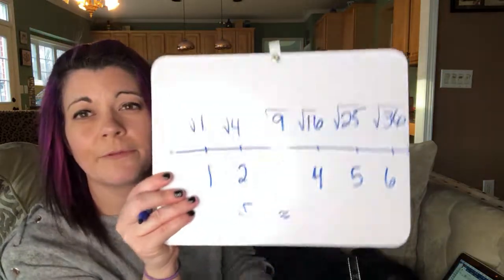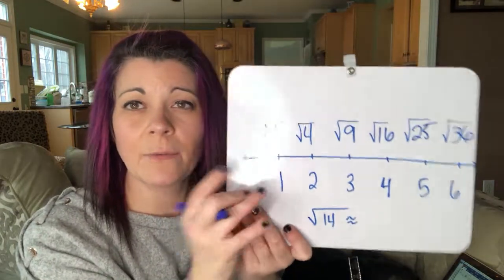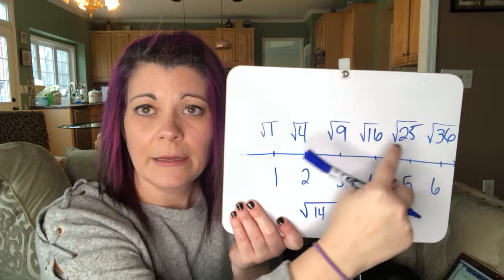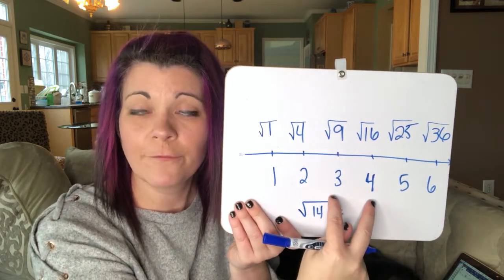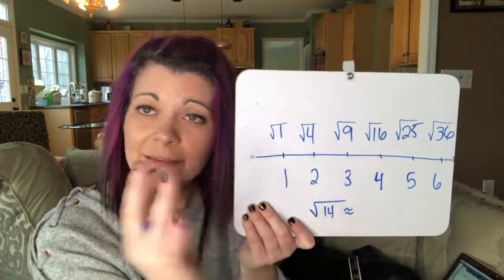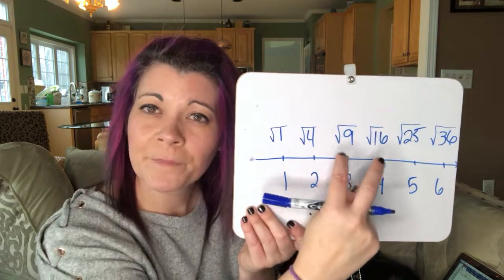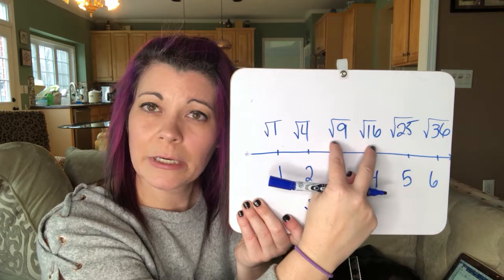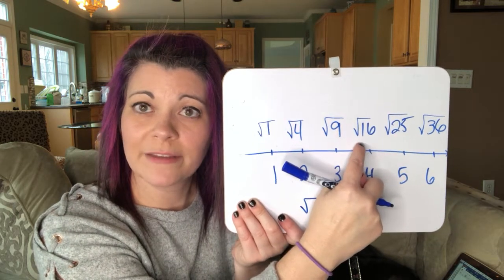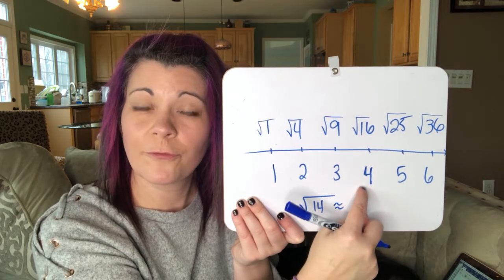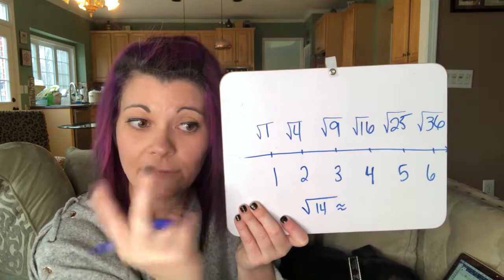Let's say I want to know the square root of 14. I want to estimate that. So I look at where the square root of 14 would lie. 14 would lie between 9 and 16. Those whole numbers are 3 and 4. So the square root of 14 is going to be between the whole numbers of 3 and 4. But if you look up here, again, the square root of 14 is going to be closer to the square root of 16. So that means it's going to be closer to 4. But it's still between 3 and 4.